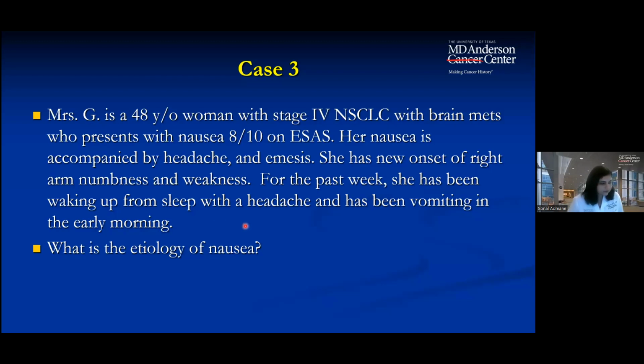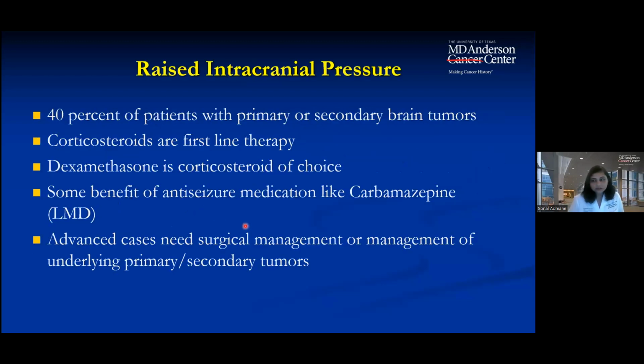Yeah, and I see answers coming in already, which is raised intracranial pressure. So that's absolutely right. The etiology of vomiting in this case is raised intracranial pressure, which is a very common cause in patients who have either primary or secondary brain tumors. We recommend corticosteroids as the first line therapy, and dexamethasone is usually the corticosteroid of choice. It has a longer duration of action, can be given for a longer time, and has less mineralocorticoid activity.